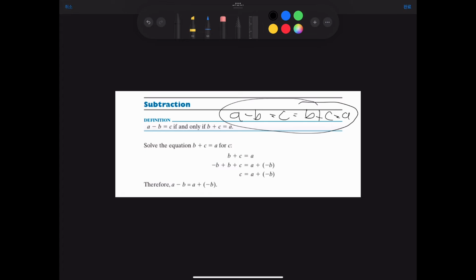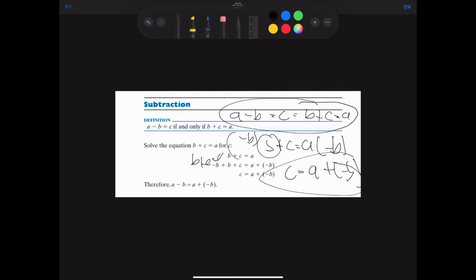So let's solve the equation B plus C equals A, solving for C. We would have to subtract B on both sides to get C by itself. So C equals A plus negative B, which resembles the same as B plus C equals A.